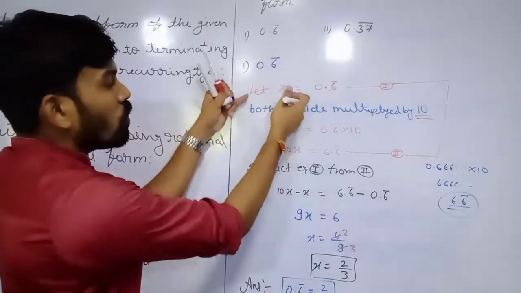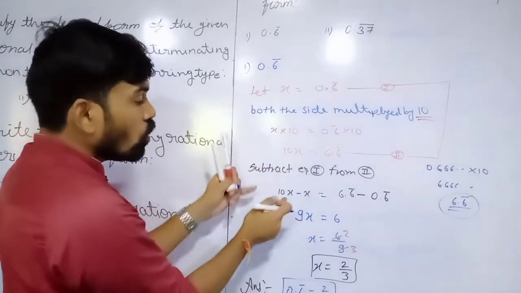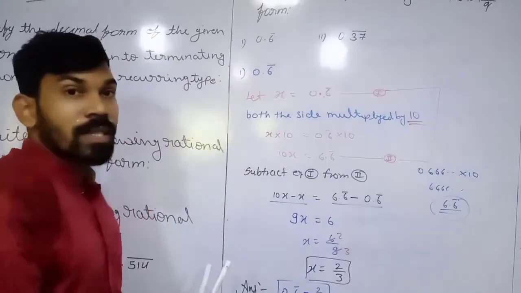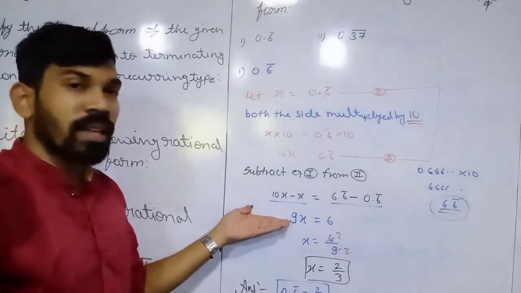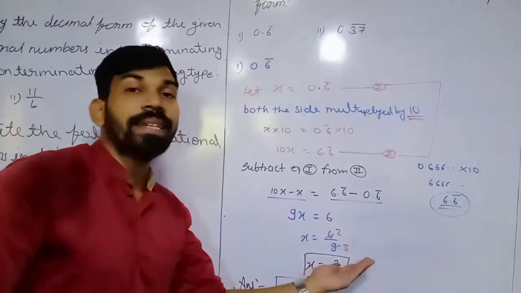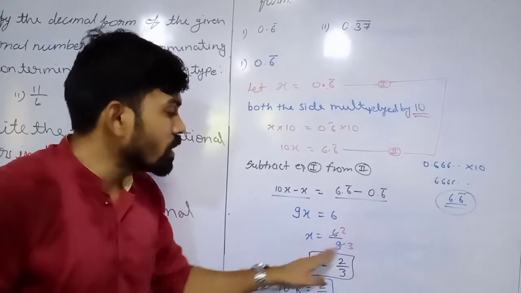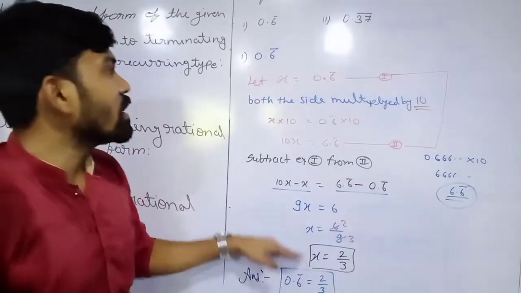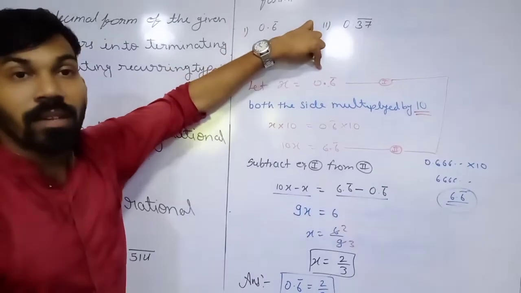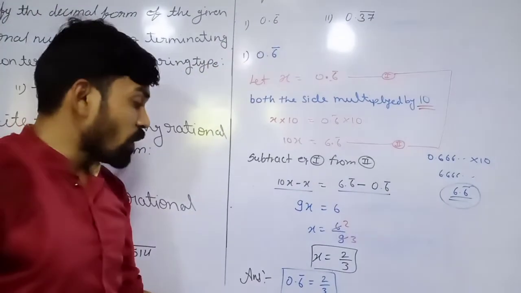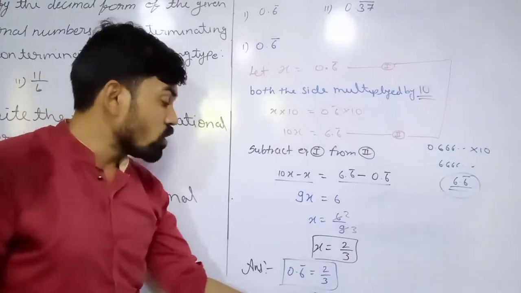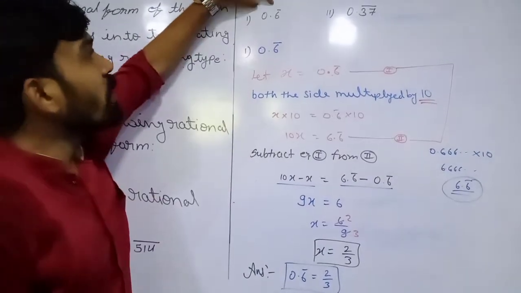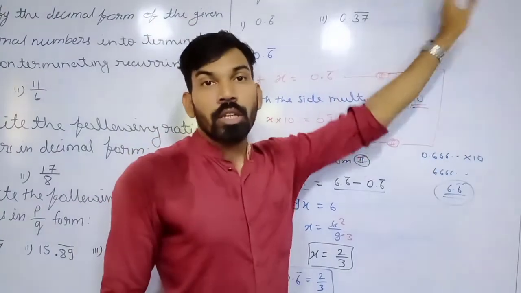Now equation number 1 is subtracted from equation number 2, as we subtracted over here. We got 9x is equal to 6. This 9 going to the other side will become the denominator. 3 2s are 6, 3 3s are 9. We got the value of x as 2 upon 3. The x is nothing else than what we assumed, 0.6 bar. Therefore the answer: 0.6 bar is equal to 2 upon 3. This way we can find the given decimal form in the p upon q form.